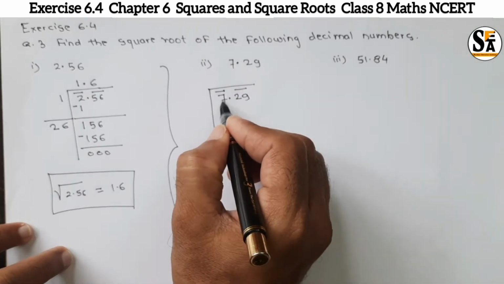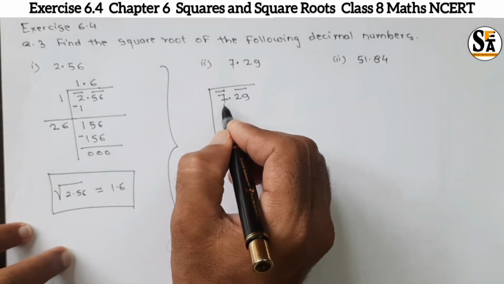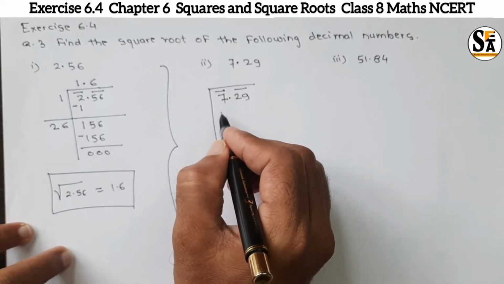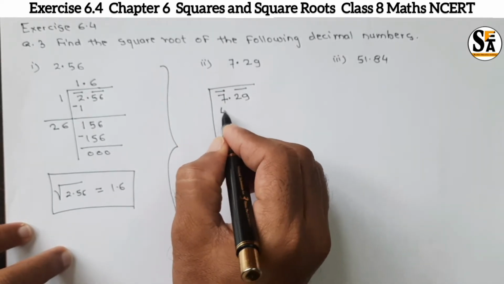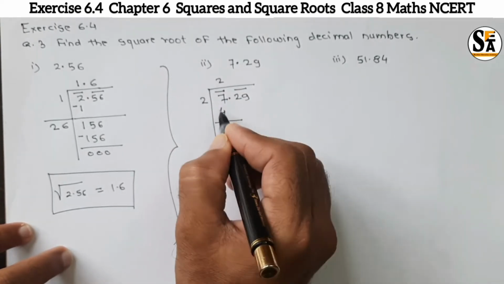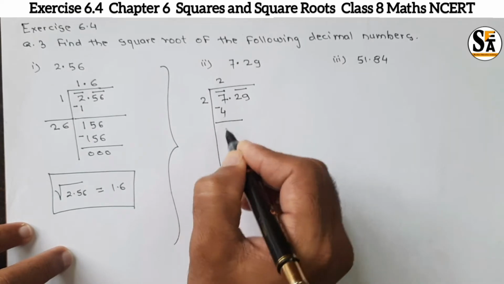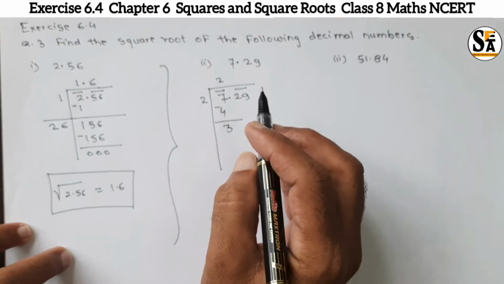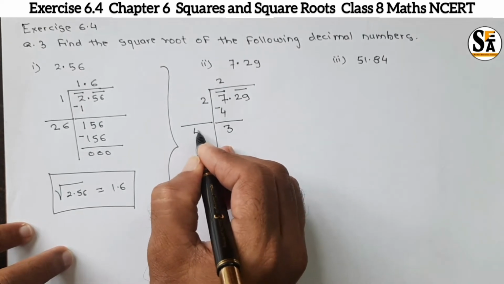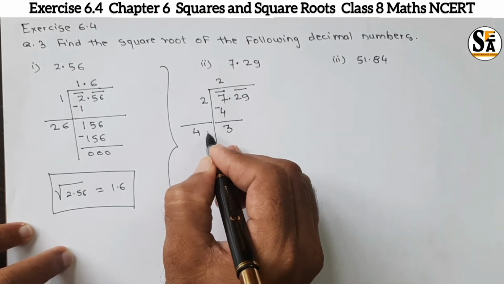7. So find the maximum square number which is less than 7. It is 4. The maximum square number is 4, which is less than 7. So 4 is the square of 2. So write here 2 and 2. 2 twos are 4. Take subtraction, 7 minus 4 is 3. Then the next step is 2 plus 2, that is 4.